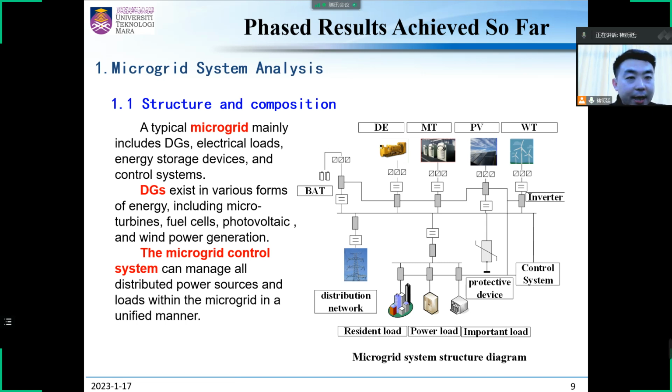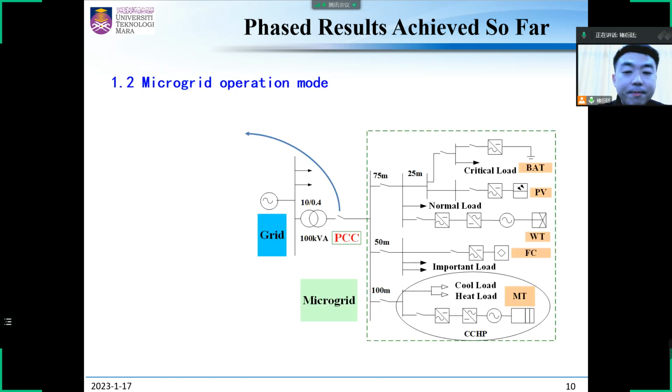DGs exist in various forms of energy, including microturbine (MT), fuel cells (FC), photovoltaic (PV), and wind power generation (WT). The microgrid control system can manage all distributed power sources and loads within the microgrid in a unified manner.